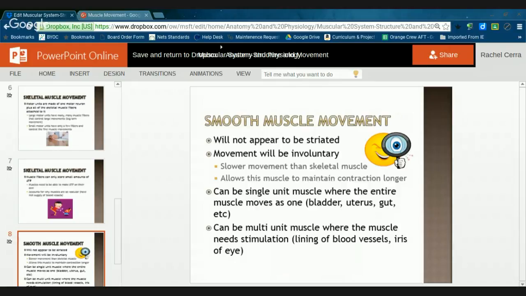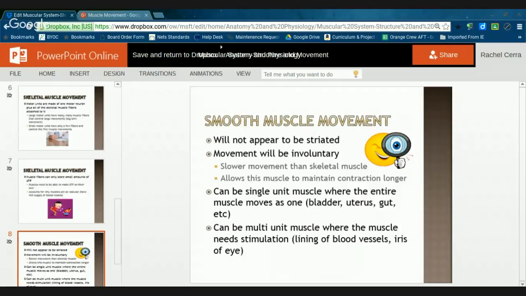While we can control our skeletal muscle movement, we consider that voluntary. We cannot control our involuntary muscle movement, and that is the smooth muscle. It's all movement through involuntary means. So you can't consciously control it, I guess I should say.